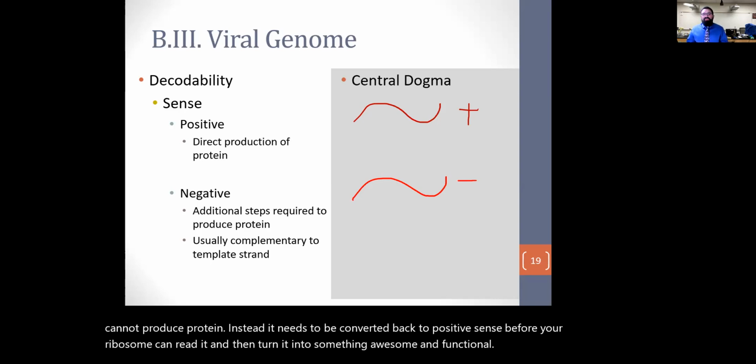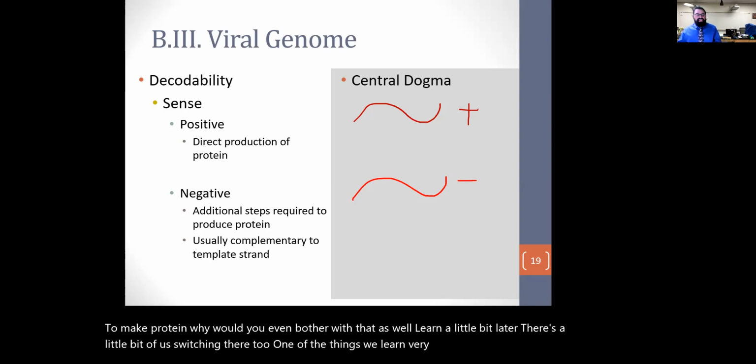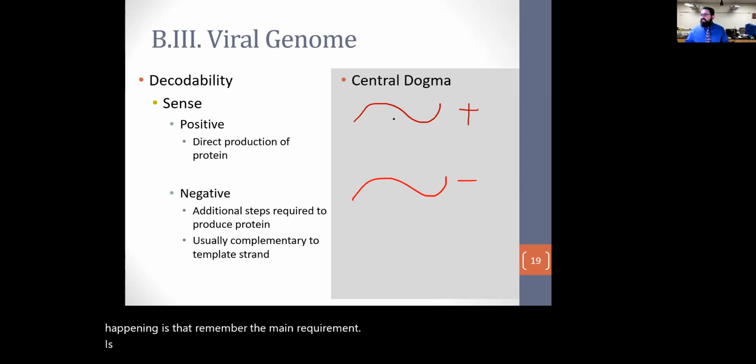So the question then becomes, well, why? Why would you need an extra step to make protein? Why would you even bother with that? And as we'll learn a little bit later, there's a little bit of a switch in there too. Well, one of the things we learn very quickly is that this is a very efficient way of making protein, a much faster way. Why? Because remember, the main requirement is that you have to have positive sense to make protein. And that guy will make more protein and so on and so forth.